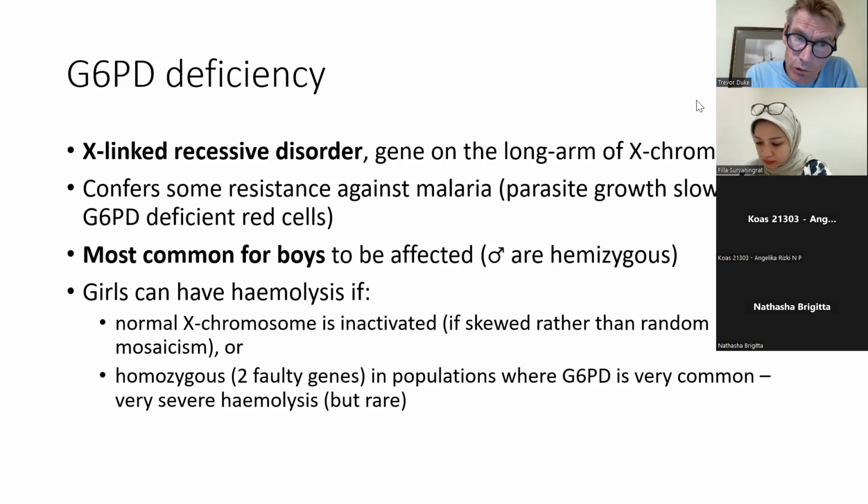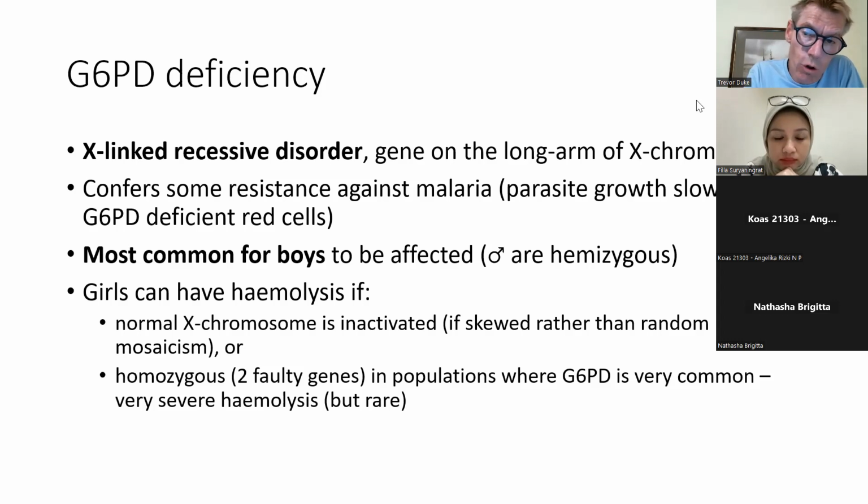It can occur in girls as well, but only if they are homozygous for the abnormality, whereas boys can be hemizygous. They can have one X chromosome that's abnormal, and then they have G6PD deficiency.